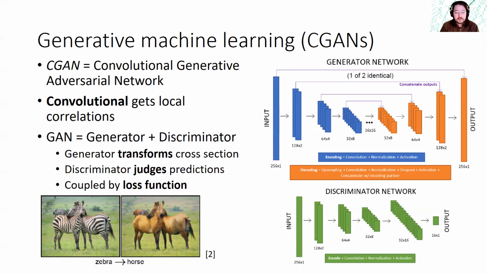The generator makes predictions given an input cross-section, what will it look like if we add or subtract particles from the target nucleus, and the discriminator judges those predictions. Now, both of these are coupled by a loss function, that is, they fight with each other during training and eventually reach a balance. Now, CGANs have found remarkable success in transforming image data between categories, especially in recent years. So I've included a picture in the lower left corner of a picture of a zebra being transformed by one of these CGAN systems into a picture of a horse. And we can adapt this exact same technology to learn multi-scale correlations in nuclear data.